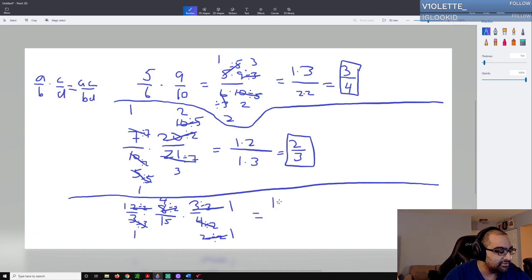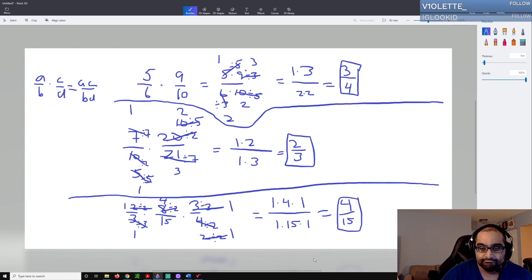So let's take a look at what we have. We have 1 times 4 times 1 on the numerator, and in the denominator, 1 times 15 times 1. So our final answer here, after paring everything down, is 4 over 15. Okay. Any questions about that?